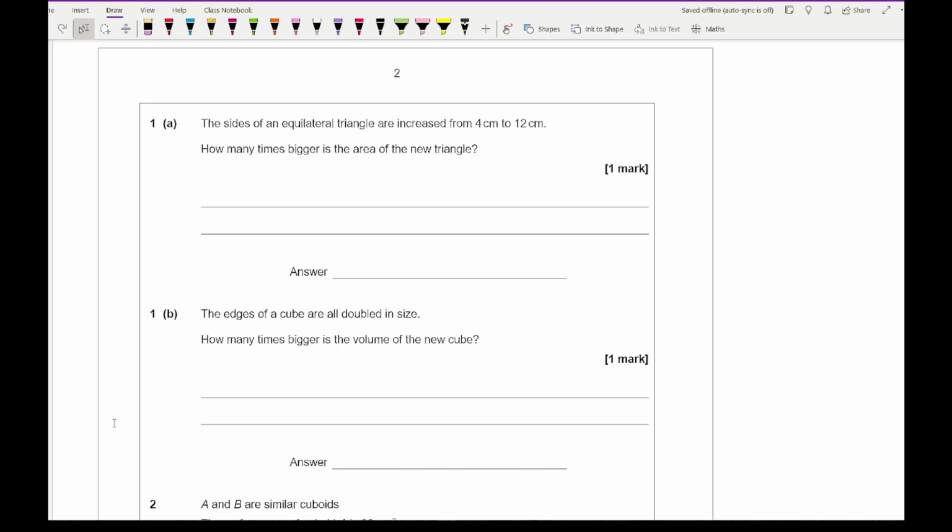So looking at question 1a, it says the sides of an equilateral triangle are increased from 4 centimeters to 12 centimeters. How much bigger is the area of the new triangle? So here the length scale factor, which is k, is equal to 12 over 4, which is 3. So that means that the area scale factor is going to be 3 squared. So that means it's going to be 9 times bigger.